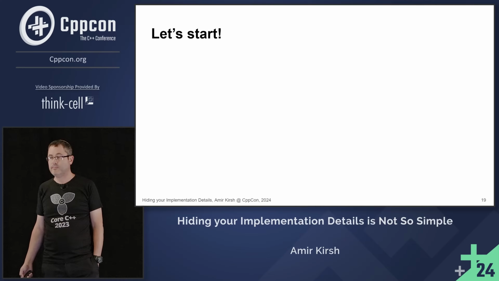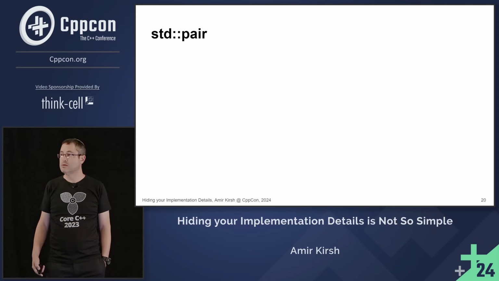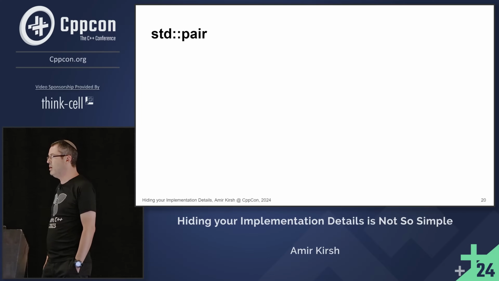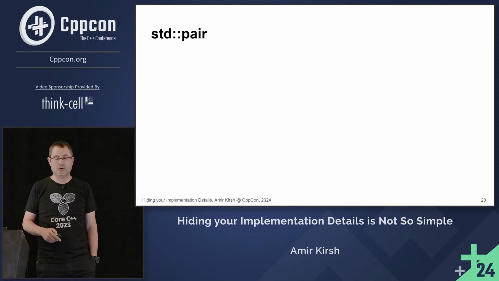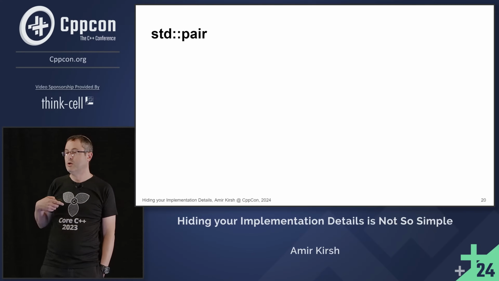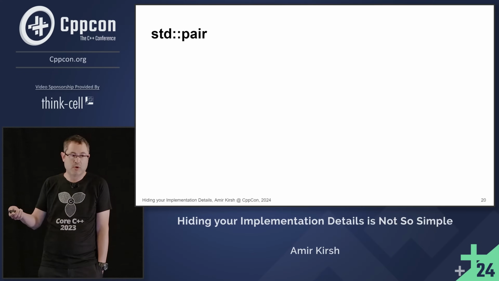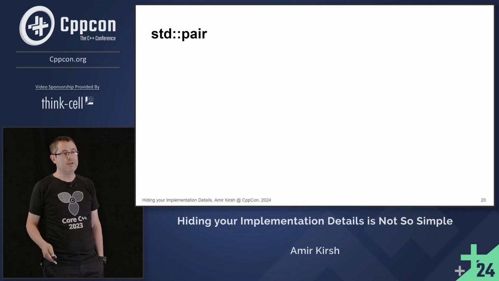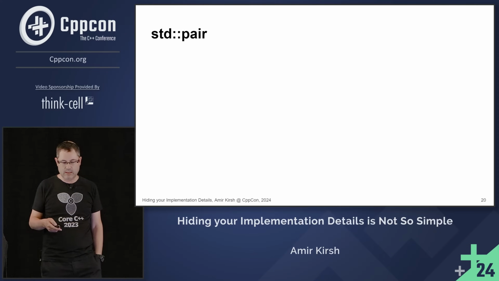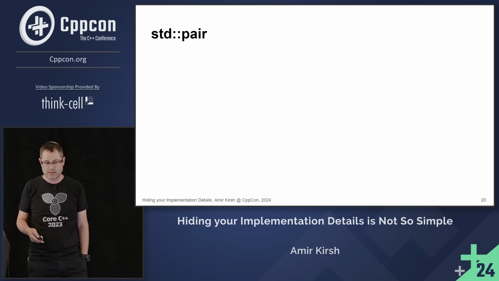Let's start, and we'll start with std::pair. I just argued that having first and second as public data members in pair is not the best idea, and I want to convince you. And if I convince you, then maybe I will convince you to stop, maybe you stopped already, using public data members, even when it seems like, oh, it is just a std::pair.